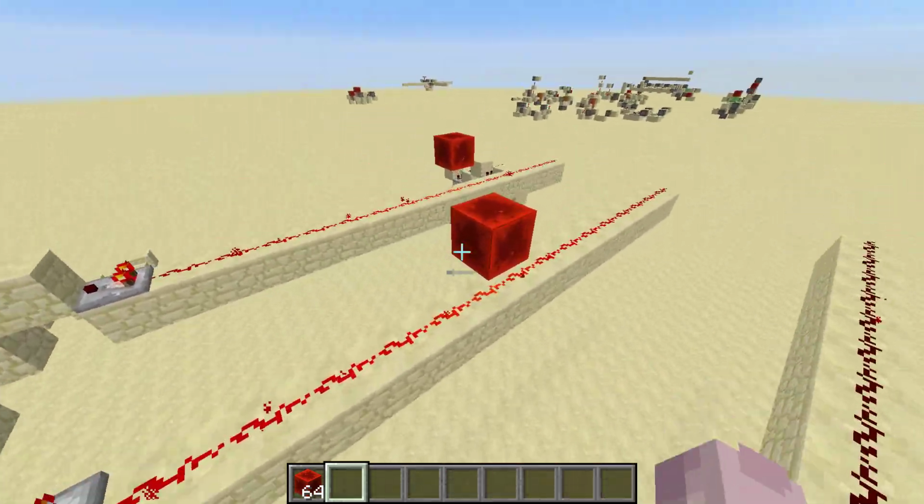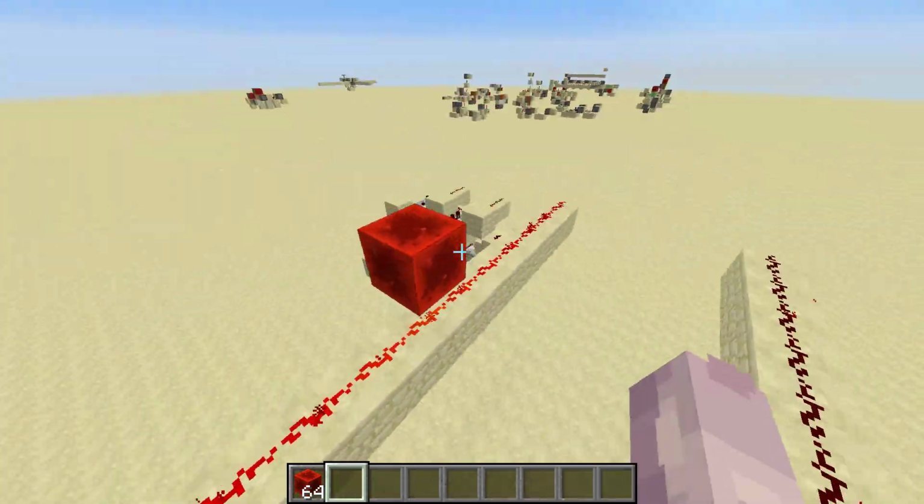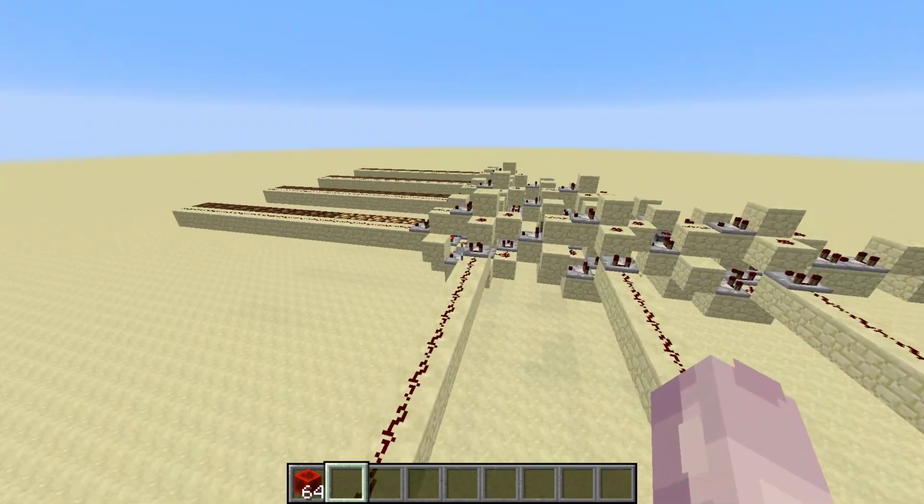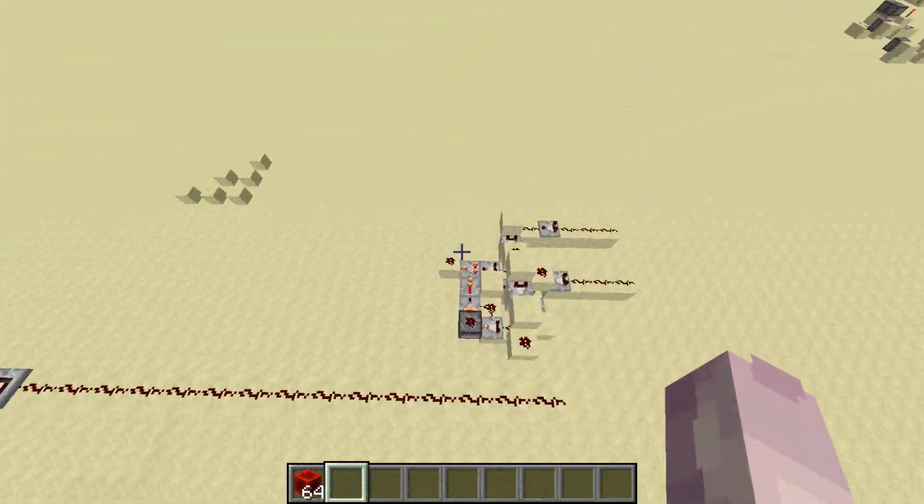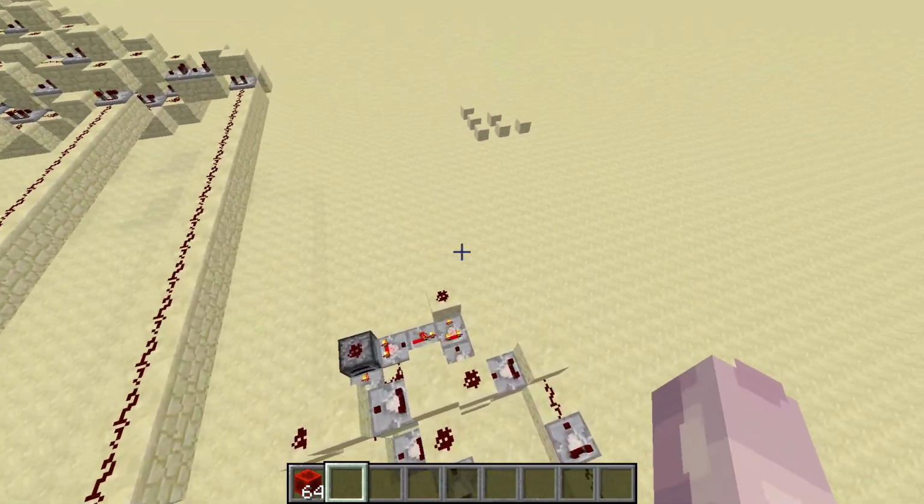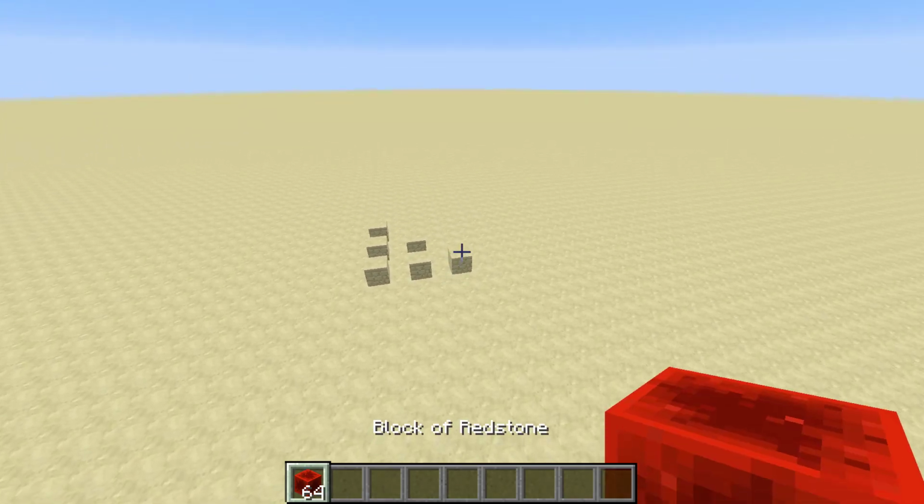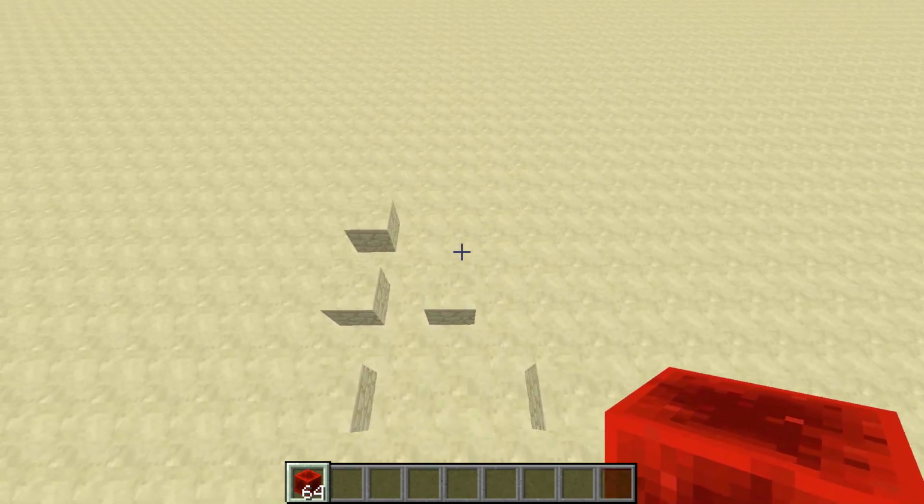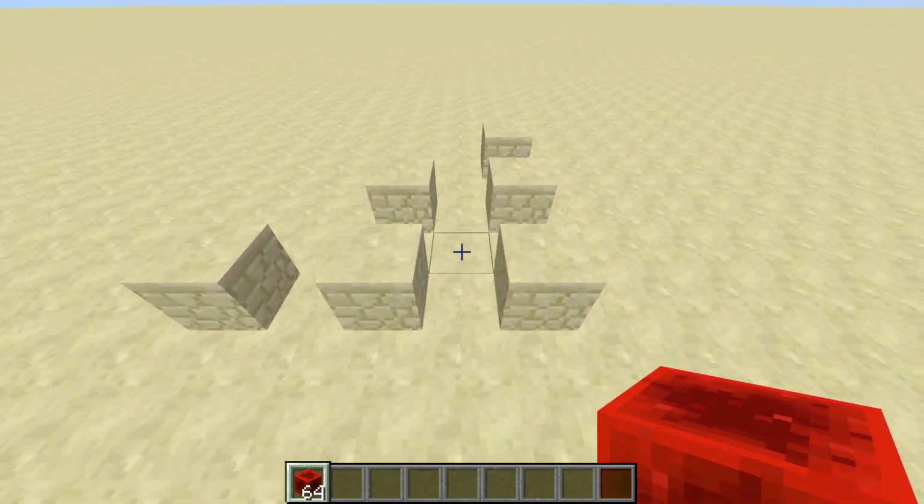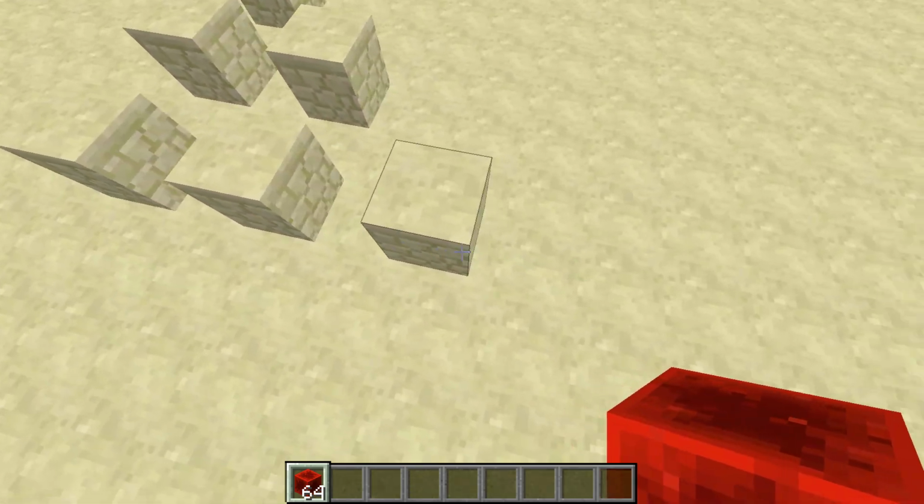Well, let me get rid of these. I want to show you a little bit of how it works. I'm going to show you with this super high quality chart how selection sort works.